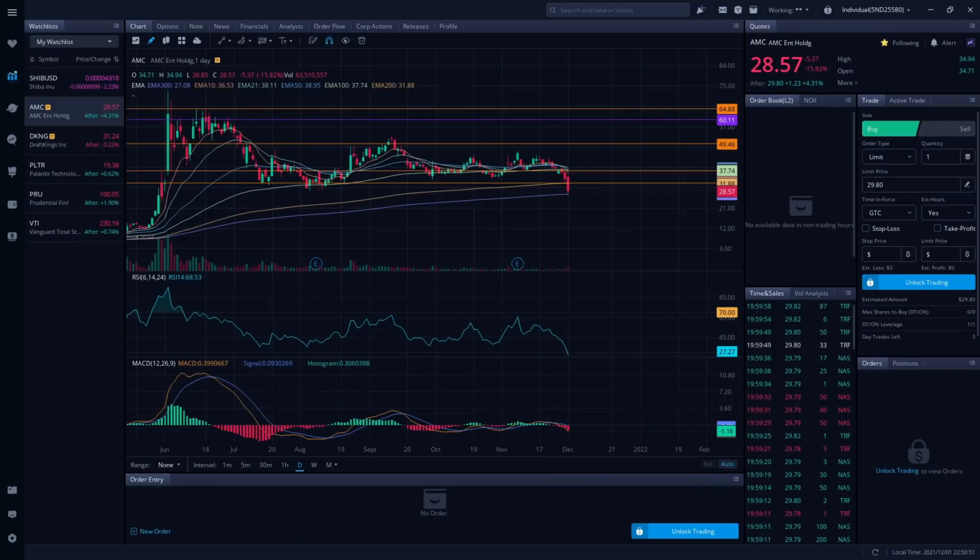AMC broke through support today and fell over 15%, down to $29.75. Now, a lot of people are getting worn down with AMC. A lot of people on Reddit, YouTube, and Twitter said AMC was going to go to the moon, it'd be worth $1,000 or even $10,000.